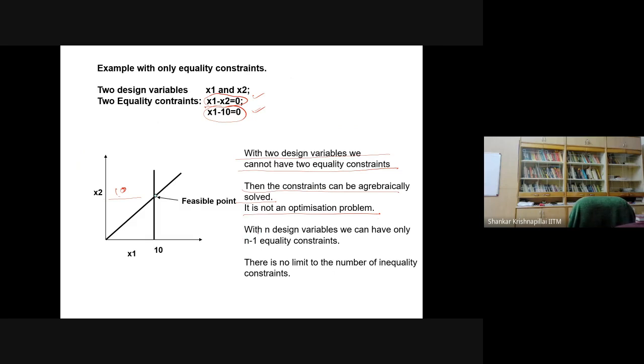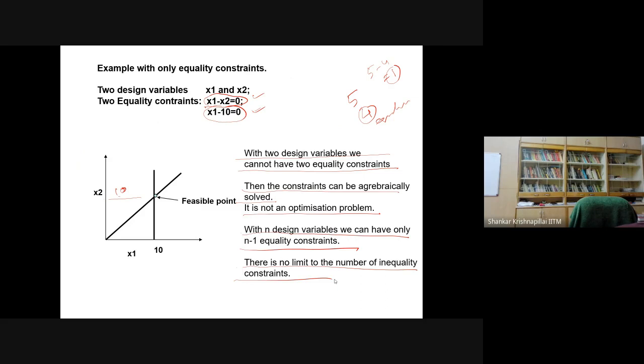With this, we can make the principle that for n design variables, we can have only n minus 1 equality constraints. If I have 5 design variables, then I can have only 4 equality constraints. Then only 5 minus 4 equal to 1 variable will be left for optimization. Another thing is there's no limit to the number of inequality constraints, because each inequality constraint will only slightly decrease the feasible region.